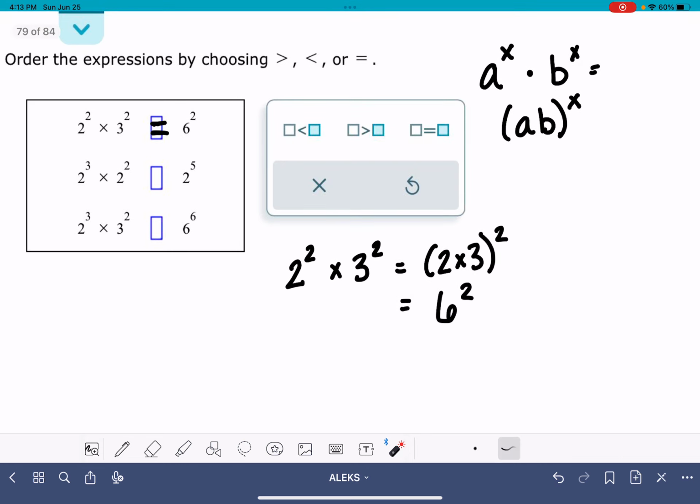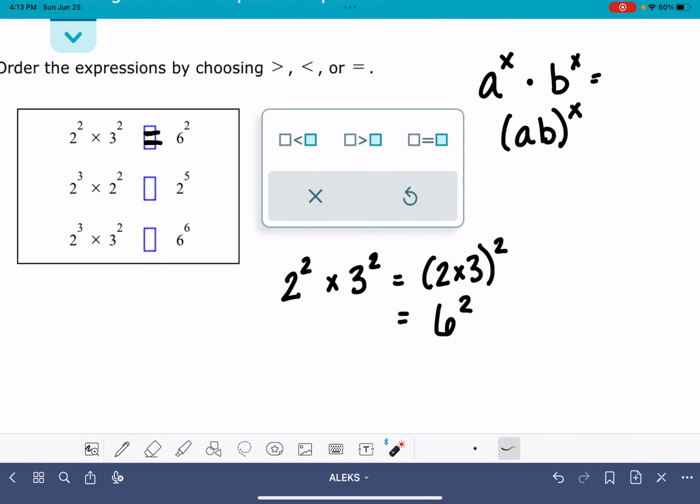Now the second one is a little bit different. For the second one, we have our numbers are the same, but the exponents are different. So we're going to use a different rule for that. I'm going to rewrite this problem. We have 2 to the 3 times 2 to the 2.